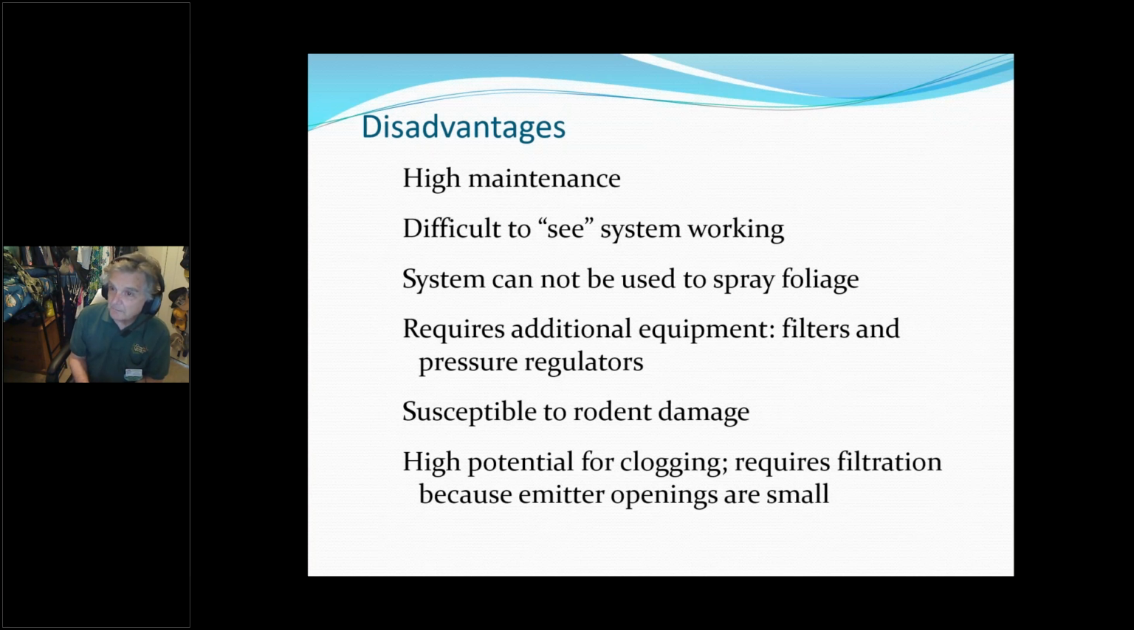It's susceptible to rodent damage. In other words, ground squirrels and gophers can chew on these little parts, on these emitters, in an attempt to get water. So that's another reason for wanting the system to be somewhat visible so that you can see if there's any damage. And there is the potential for clogging. That's why filters are recommended. The emitters put out a small amount of water because they have a very small opening, and that could get clogged. Next.